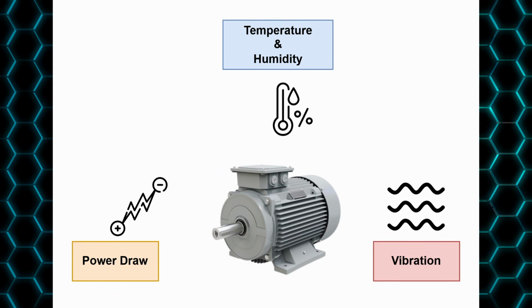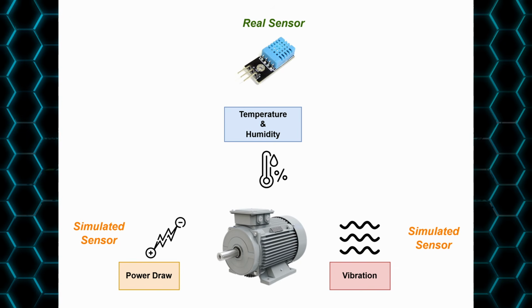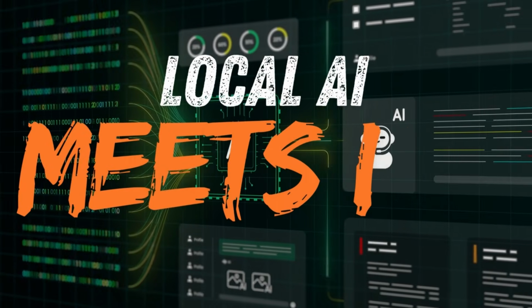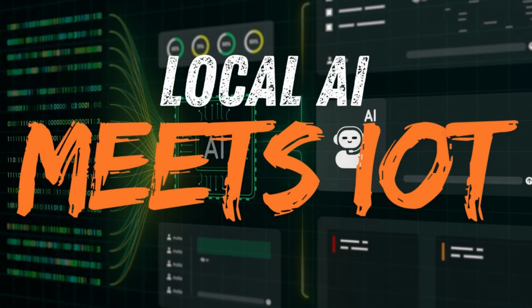Today we are diving deep into multi-sensor AI correlation agents. In this project, we'll be utilizing the sensors from a motor. The different sensors that we'll be using are a real DHT11 sensor for temperature and humidity with the ESP32 that I have, and some of the other sensors that we are going to simulate are vibration and power draw directly on the ESP32, and these are correlated to the real temperature sensor. So the AI agent sees realistic multi-signal data. This is episode 2 of the Local AI Meets IoT series.